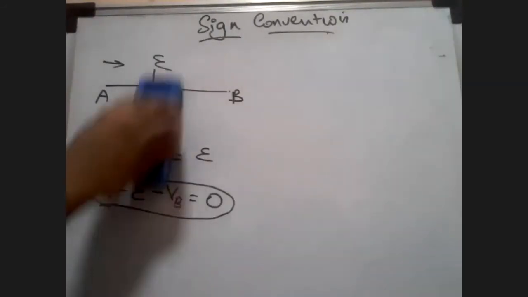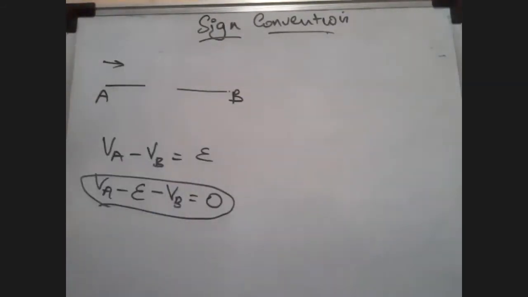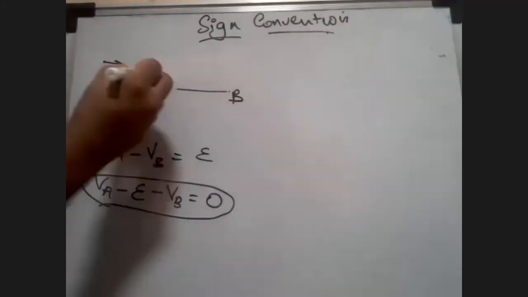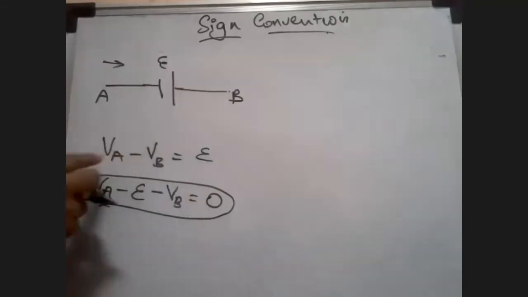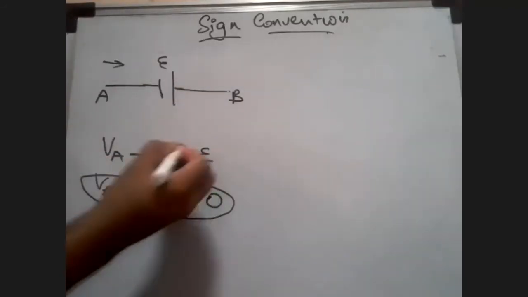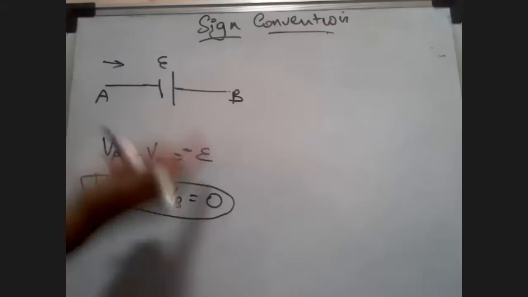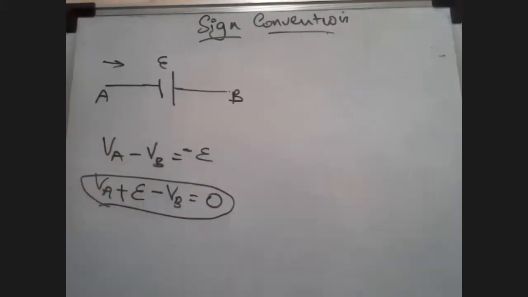If I remove this, and instead of this, I put it like this, then VA minus VB will be what? Minus epsilon. But if I take the epsilon this side, what will it become? VA plus epsilon minus VB equals 0. Is this clear?